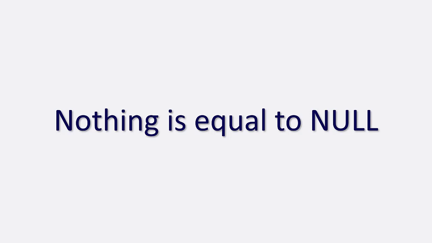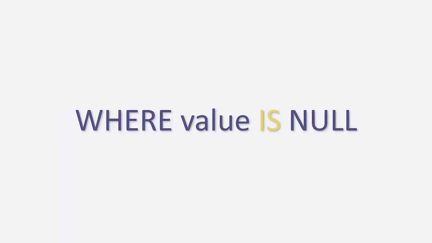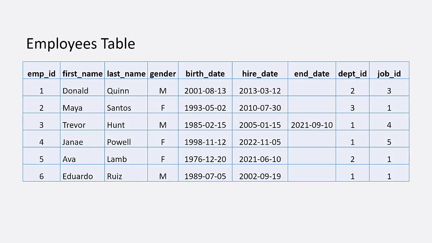Since null is not a value, nothing is equal to null, so we can't use the equal sign when looking for null values. Instead, SQL has a special keyword called IS, just for working with null. IS is used in the where clause in place of the equal sign when we need to look for null like this. The examples I'll be showing today will use this employees table.